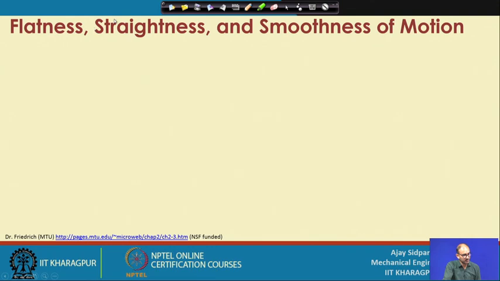Now, coming to the flatness, straightness and smoothness of the motion, because all these 3 are important. Flatness will ensure that you are getting a flat surface on the component. Straightness will ensure that, even if the component is flat, you are not getting error from the side, because then it is a problem. And smoothness means there is no fluctuation of the motion, you are getting a uniform motion. It is not a jerk type of motion or something called the stick-slip phenomenon.